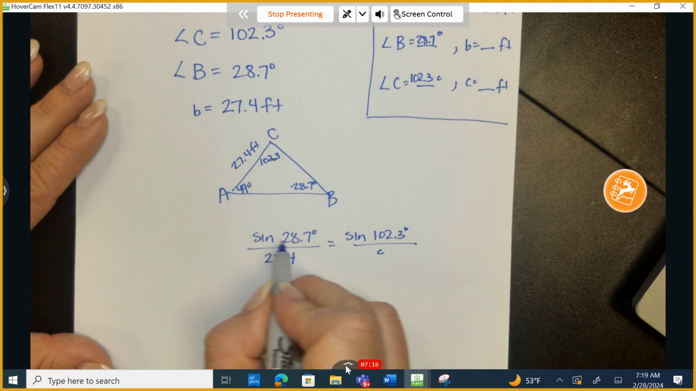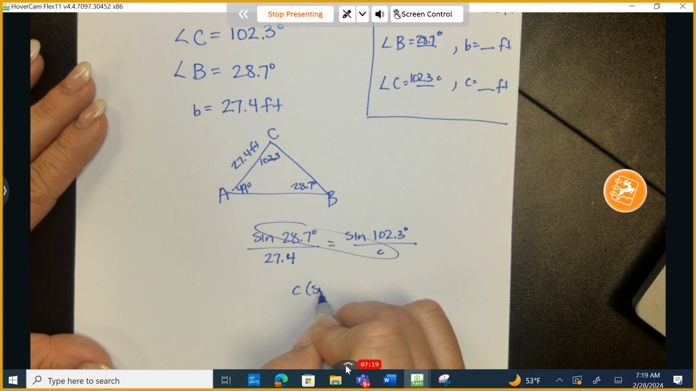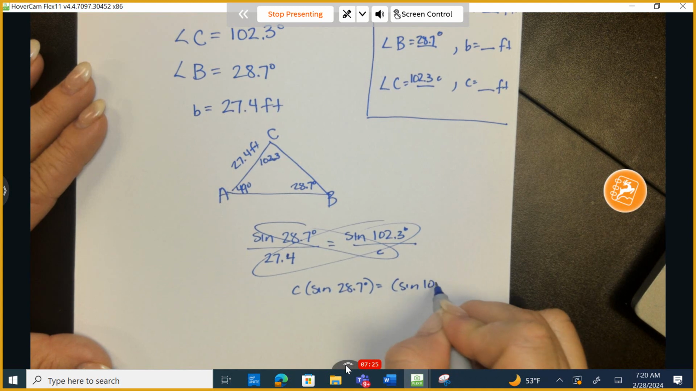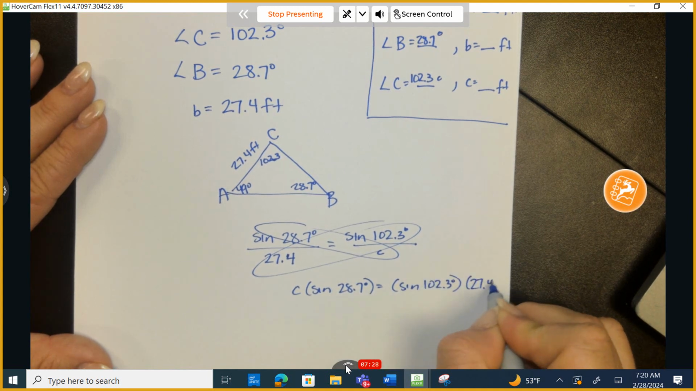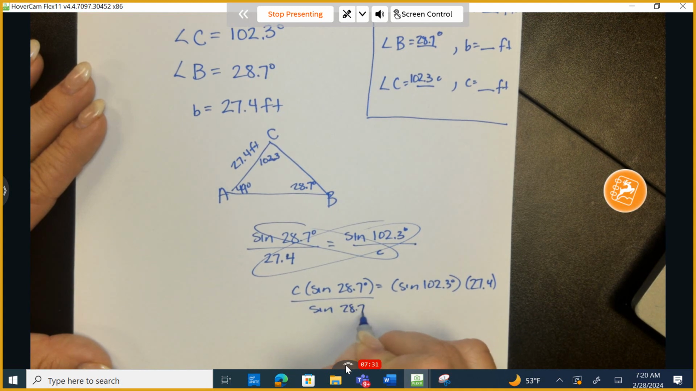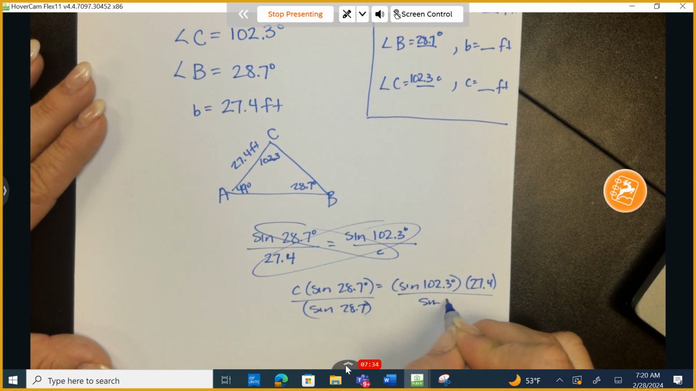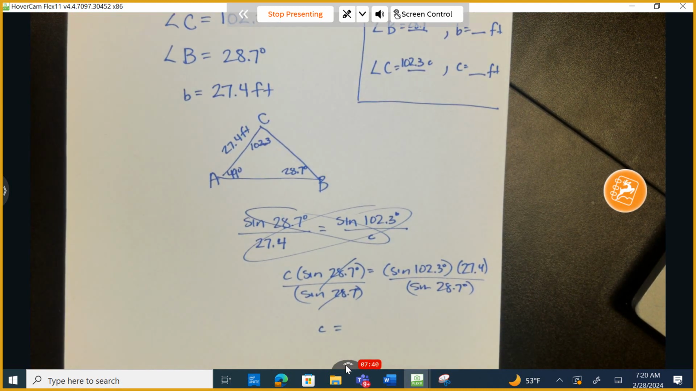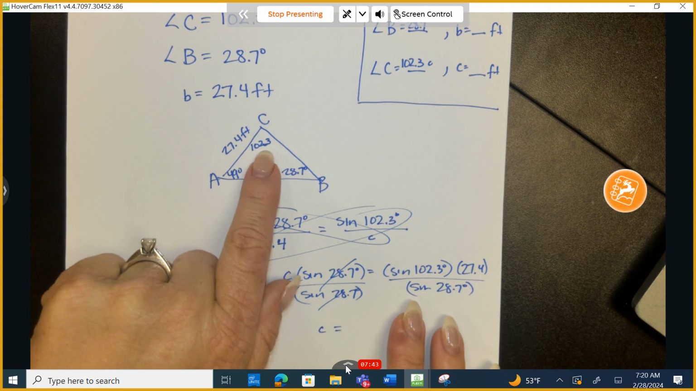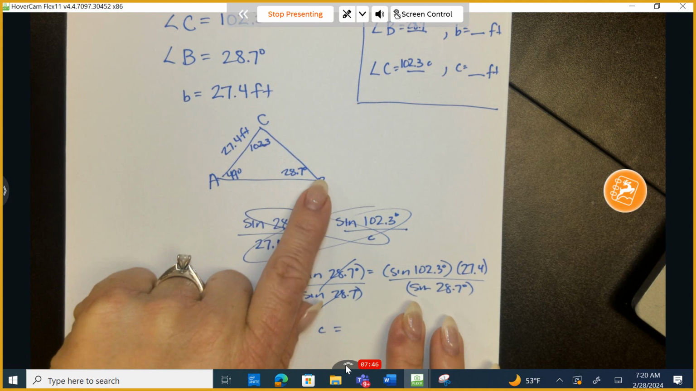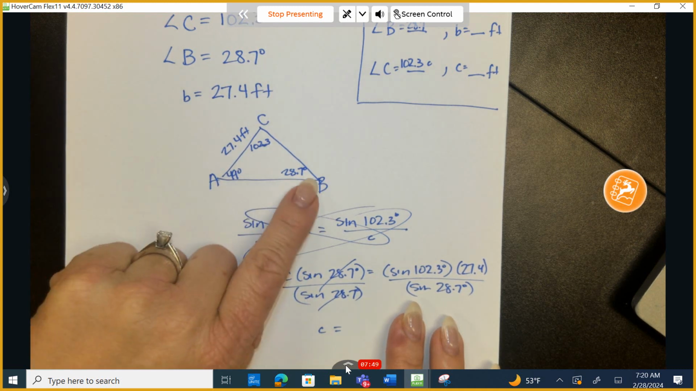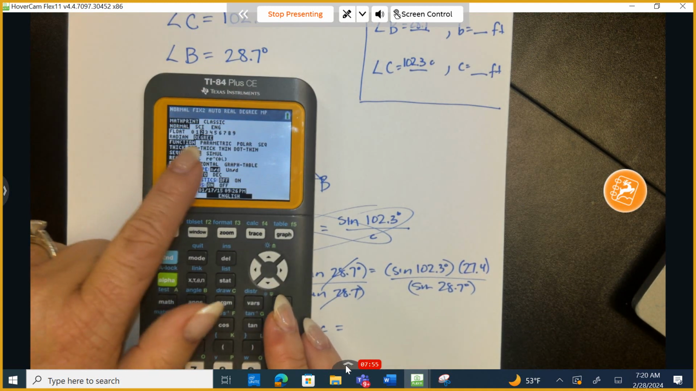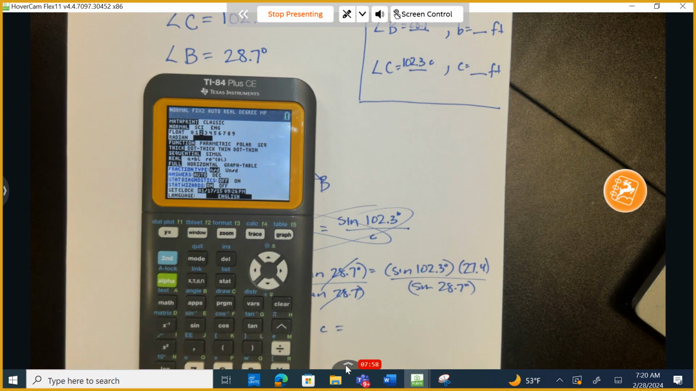We just cross multiply. So I'm going to take C times sine of 28.7 degrees equals sine of 102.3 times 27.4. I'm going to divide by the sine of 28.7 on both sides, and this will be the side C. Just as a quick reminder with triangles, remember your largest angle directly across from that will be the longest side of the triangle. And likewise, the smallest angle will have the smallest length directly across from it. Okay, first thing I want you to do, please go into mode, go to degrees, change it into degrees.